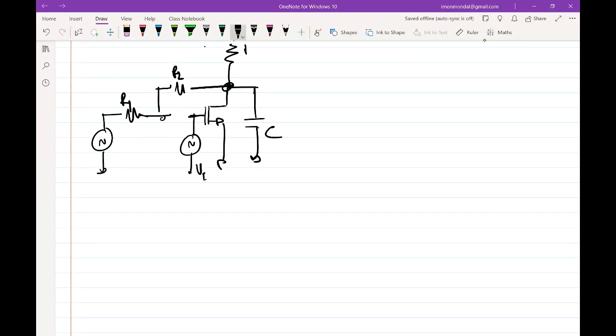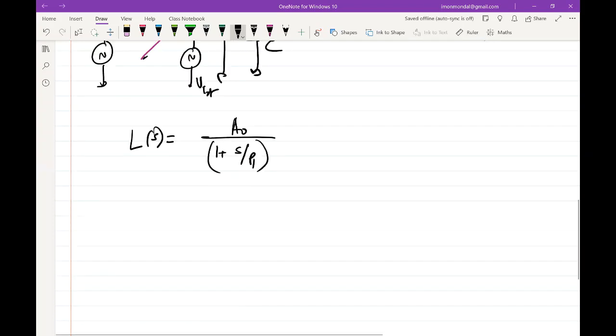See, if I break the loop here and apply a test voltage there and find out the return voltage at this node, then the loop gain was of the form of some DC gain by 1 plus S by P1, where P1 was the pole associated with the loop.